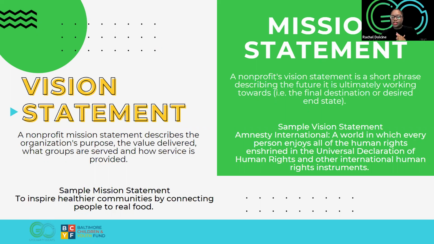So for Amnesty International, it's a world in which every person enjoys all the human rights enshrined in the Universal Declaration of Human Rights and other international human rights instruments, right? So a world in which every person, so Amnesty International's vision is ideal, right? Every person, that's going to take years and years because people are being born all the time and there's lots of people in the world, right? So this is a vision statement because it is saying what the organization hopes to accomplish if it meets all its goals, all things being equal, what would it like to accomplish, right?